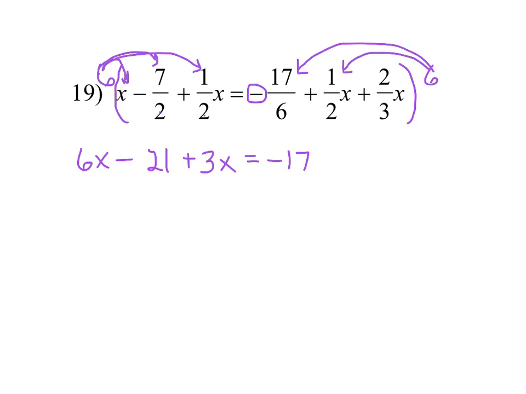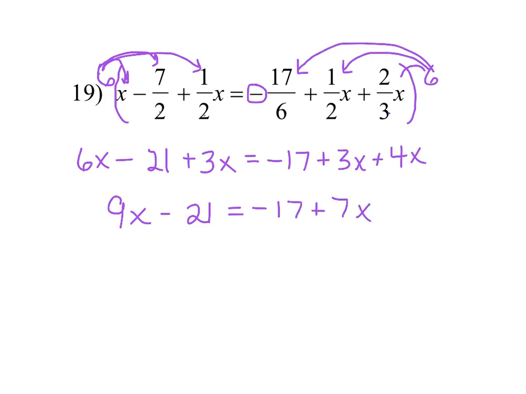6 times a half is 3, so it's 3x plus 3x. And then 3 goes into 6 twice. 2 times 2 is 4x. Okay, so variable on both sides, but we can still use this idea of clearing out the fractions. So on the left, let's see, that's 9x minus 21 equals negative 17 plus 7x.